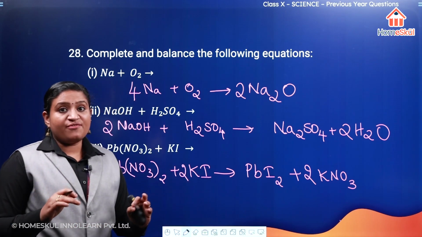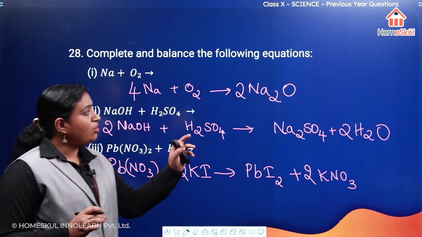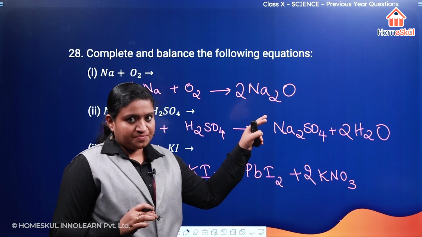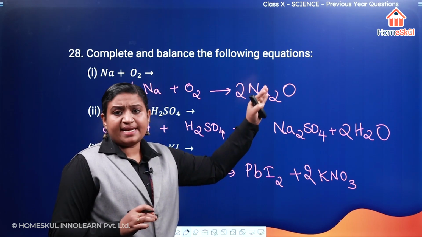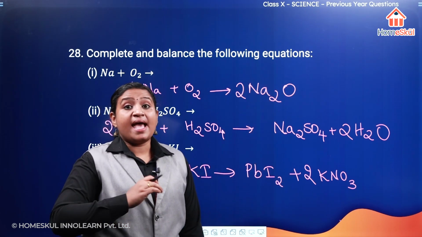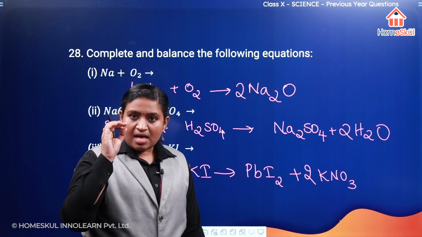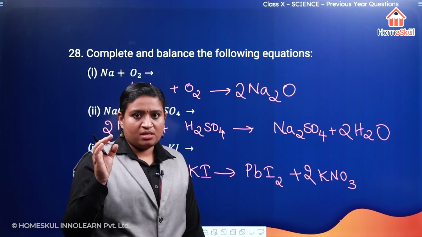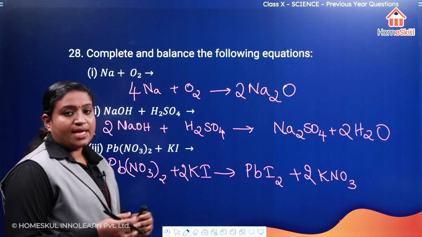Okay. So, if you have any confusion, what should you do? You have to write the name of the atoms on the left hand side and right hand side separately and balance with the atom having the highest number. Then you will get the answers accordingly.